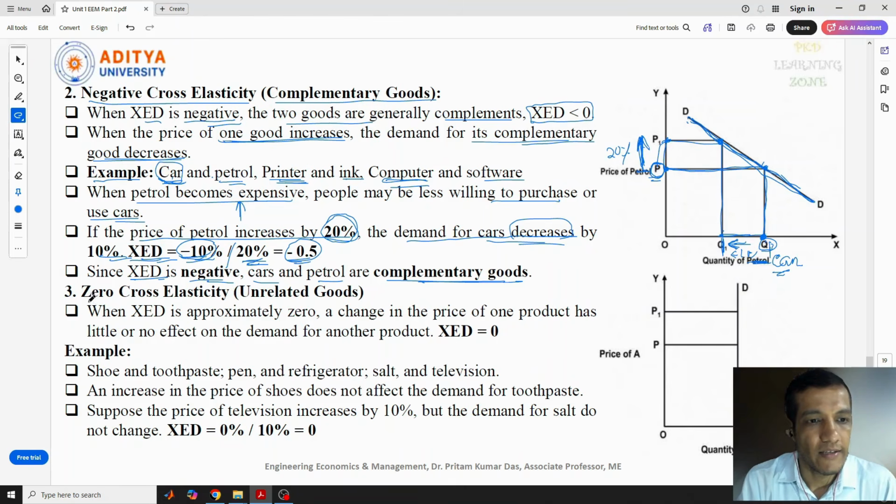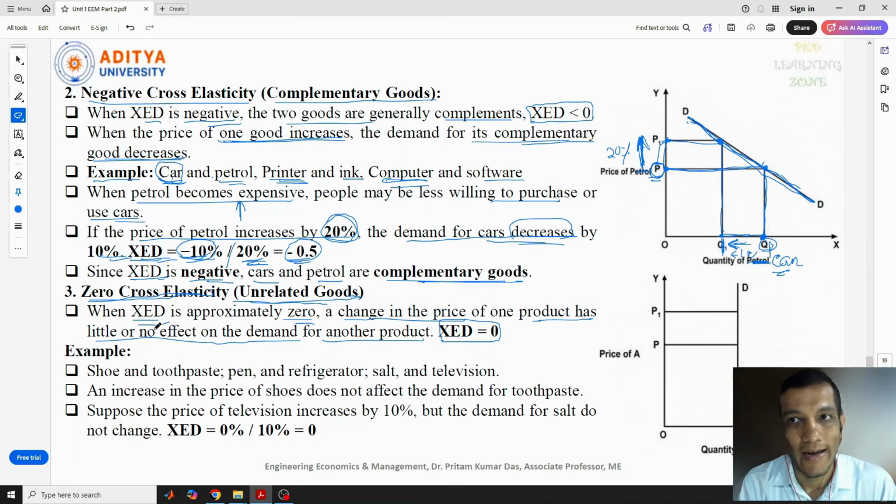The next one is the zero cross elasticity. This is also known as unrelated goods. When the value of XCD is approximately 0, we can say these are unrelated goods. At that time, the change in the price of one product has no effect on the demand of other products. That means there is no relation between one product and another.